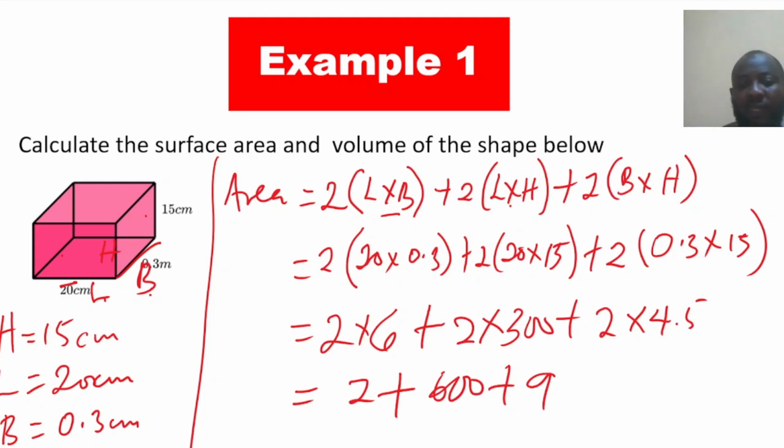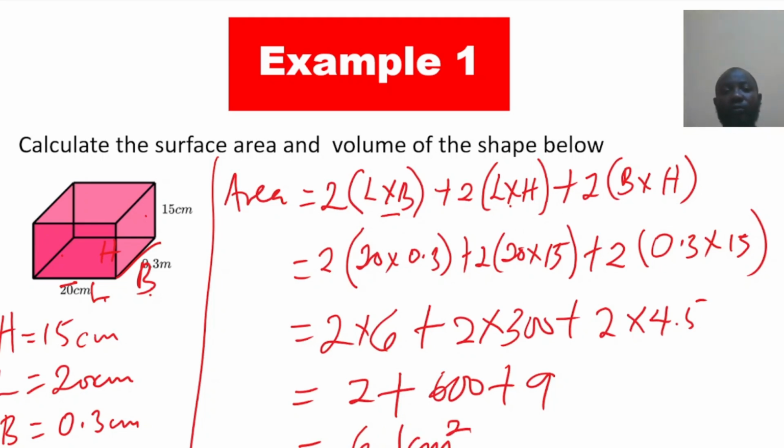Alright, so we add everything together. So that's going to be 600 and there was 11, centimeter squared. So that is that. That's the answer to this. I hope this is very clear.